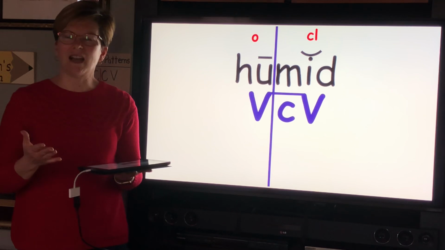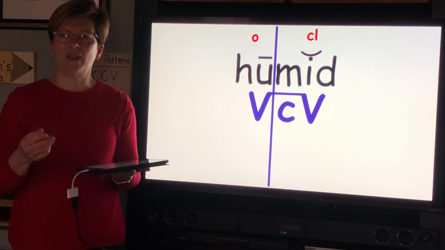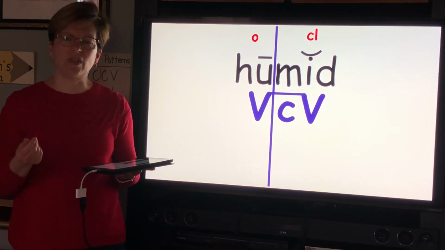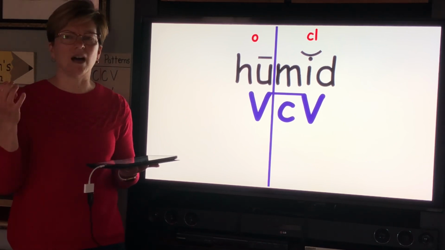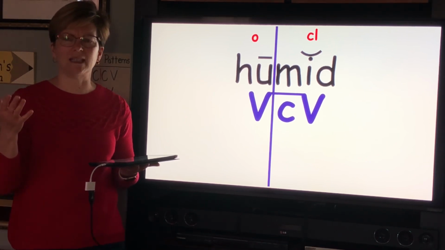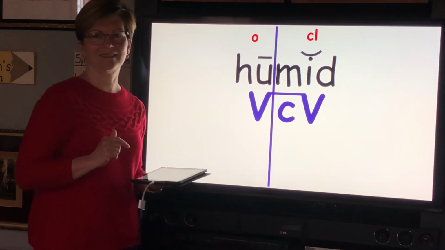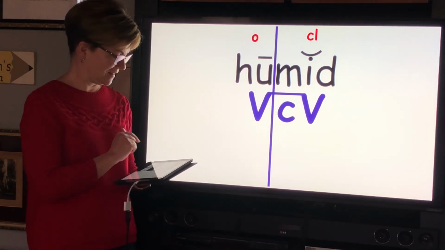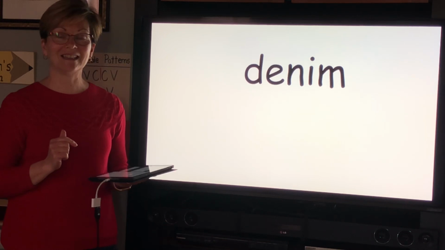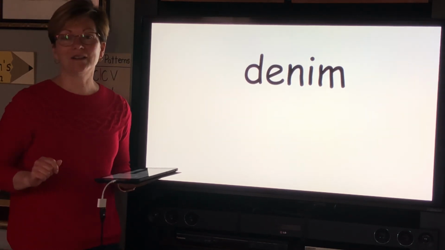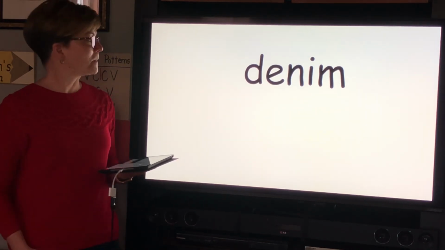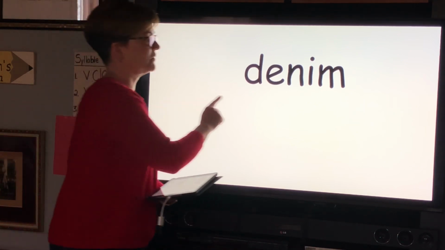You know when you're outside and the air in the summer gets very thick and moist and kind of feels wet and damp? The air is humid. Good job. The next word, are you ready? Write it on your paper. Maybe you've already done that. Here we go. What's our first vowel?